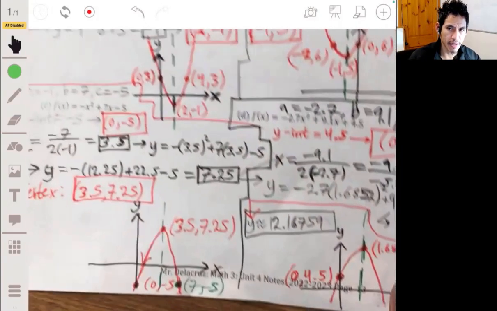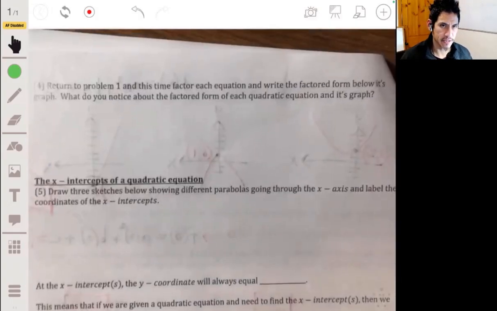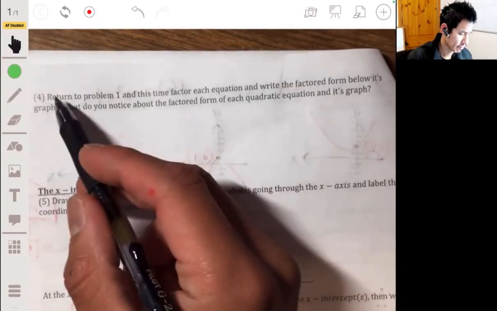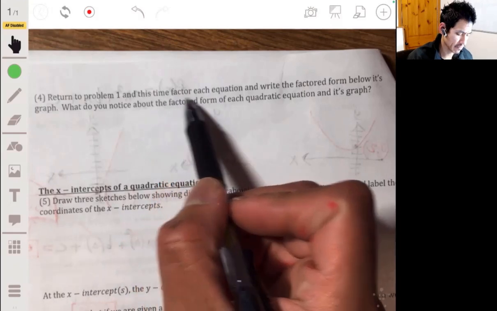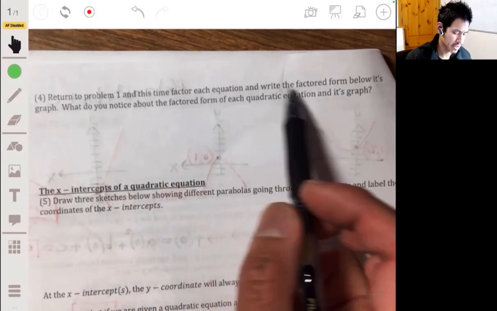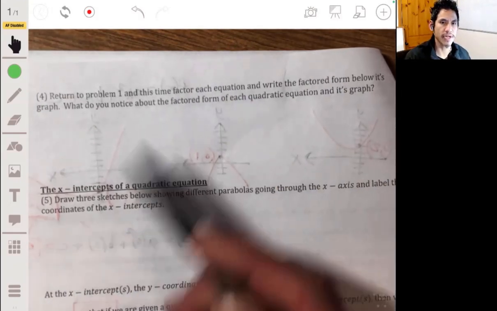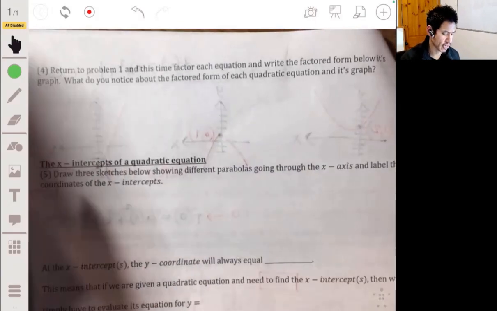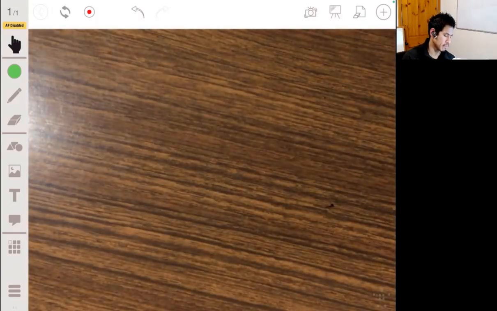And we're now going to go into what the deal is with the x-intercepts. So turning the problem forward, it says return to problem 1, and this time factor each equation and write the factored form below its graph. What do you know about the factored form of each quadratic equation and its graph? Okay, so let's see what's up.